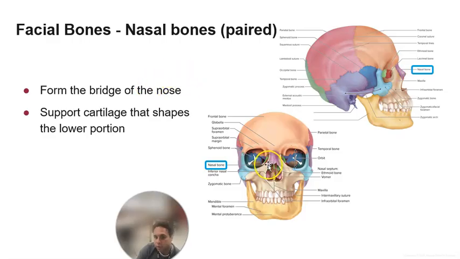Next, we have the nasal bones. Again, we have two of them. Those form the bridge of the nose. Your nose is not just bone; it has bone and cartilage. The nasal bones support the cartilage that gives the nose its shape. This part is made of cartilage, not bone. And again, we have two nasal bones, which form the bridge of the nose.